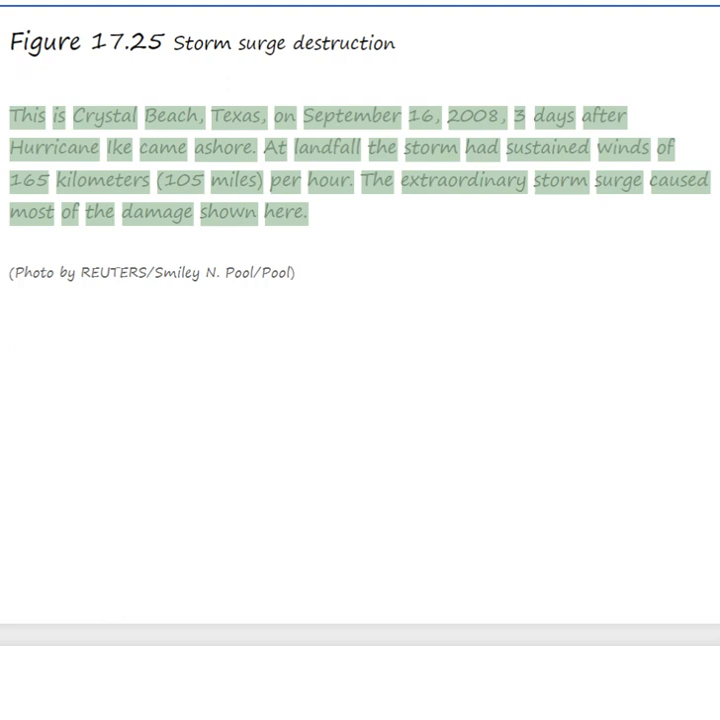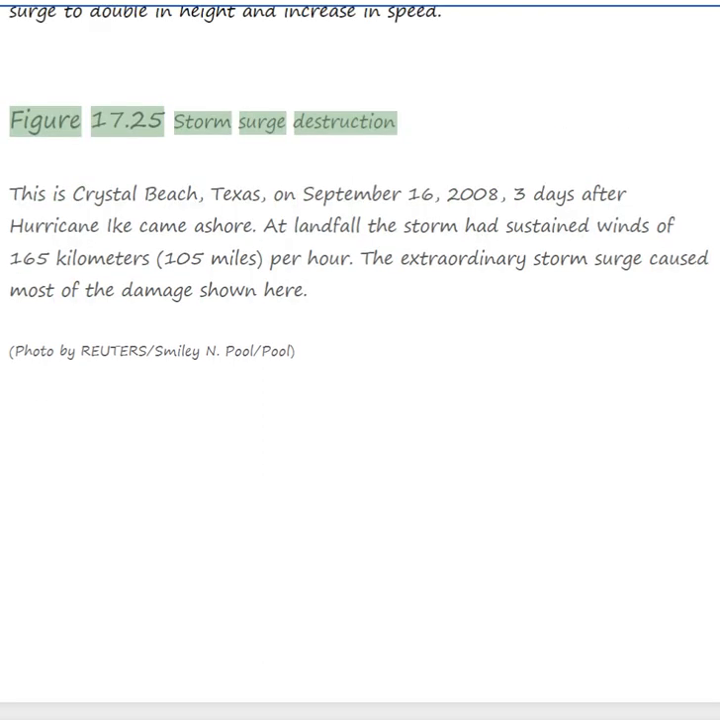This is Crystal Beach, Texas, on September 16, 2008, 3 days after Hurricane Ike came ashore. At landfall, the storm had sustained winds of 165 km per hour. The extraordinary storm surge caused most of the damage shown here. Figure 17.25 Storm surge destruction.